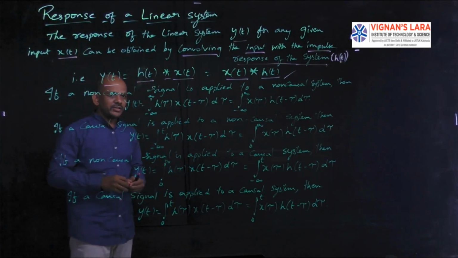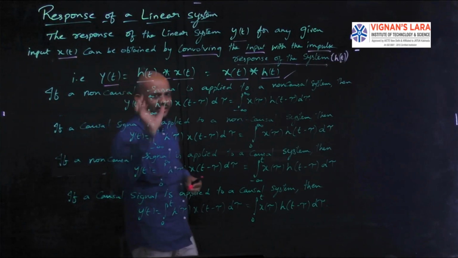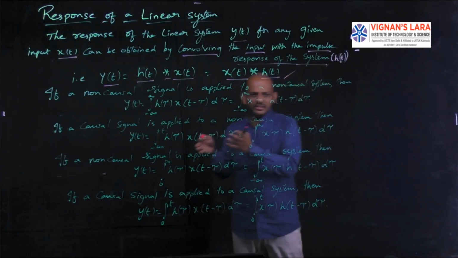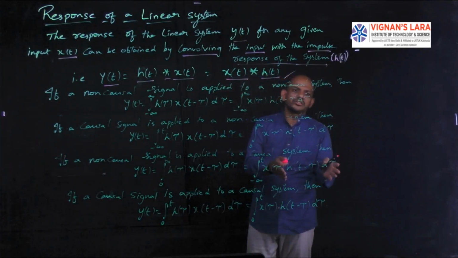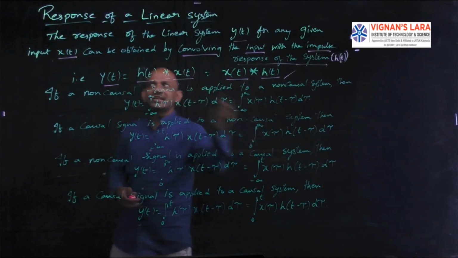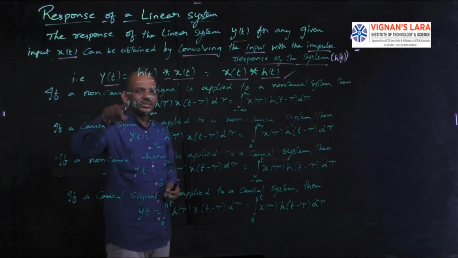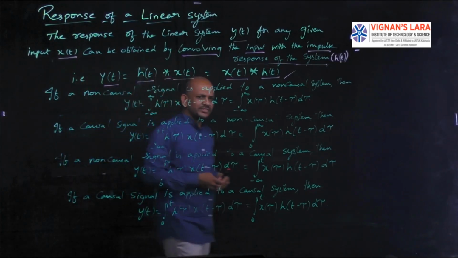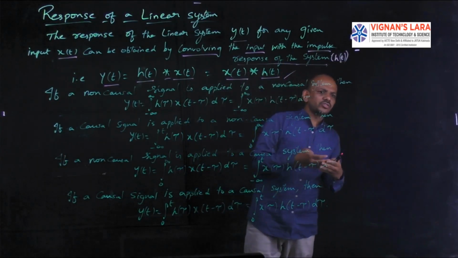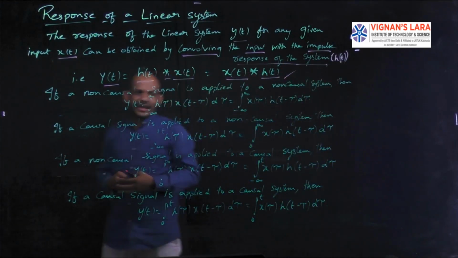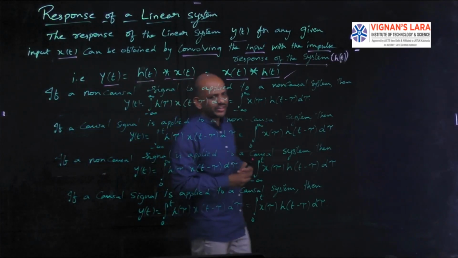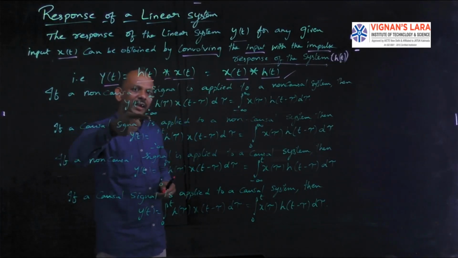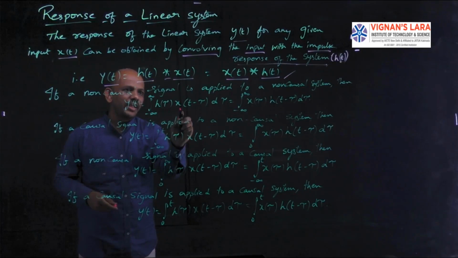The first one is if a non-causal signal is applied to a non-causal system. That is, the signal is non-causal and the system is also non-causal. For those, what will be the response of the system? The response y of t will be equal to, so both are non-causal. Non-causal means, when we say a signal is non-causal, that means it exists for both negative and positive values. Hence we have written integral minus infinity to infinity h of tau x of t minus tau d tau.